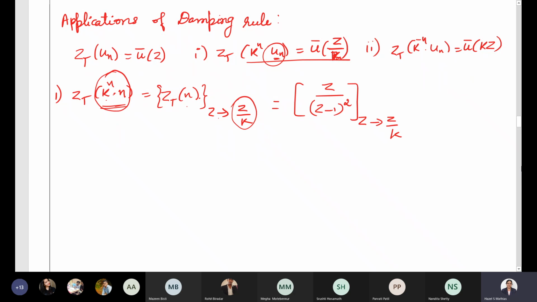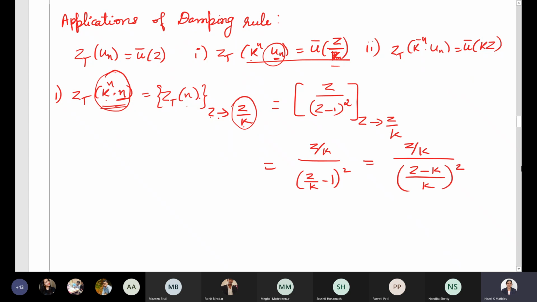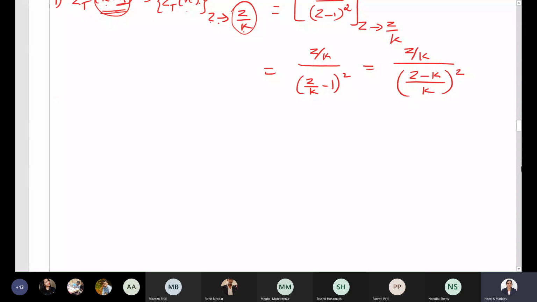Whenever you have Z transform of k power n into n, find the Z transform of n, and in that z you replace by z by k, because Z transform of k power n into un is u bar of z by k. So now when you replace z by z by k, what do you get? z by k divided by z by k minus 1 whole square. If you simplify this, z by k divided by z minus k divided by k, whole square. On simplification you get kz, this k and this k cancel, one k remains because k square is there, one k cancels, one k remains, so it will be kz by z minus k whole square. So this is the Z transform of k power n into n.